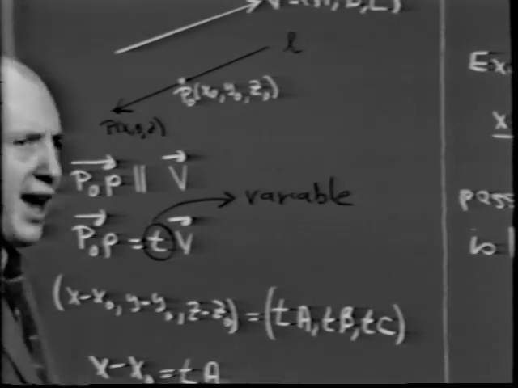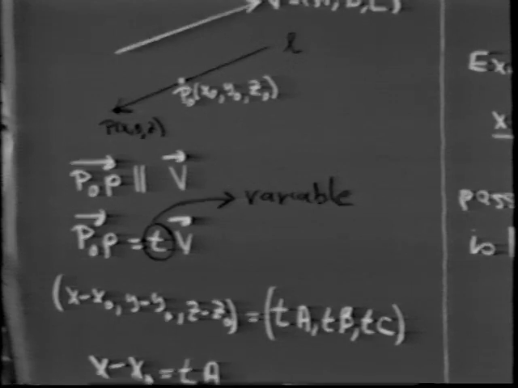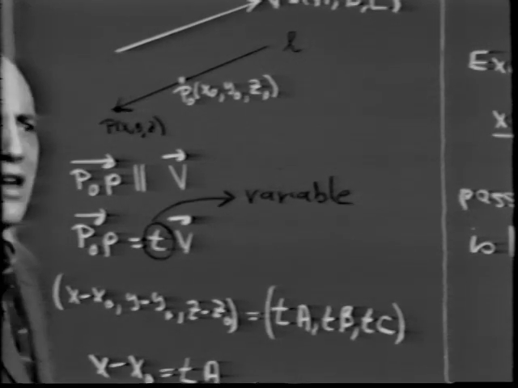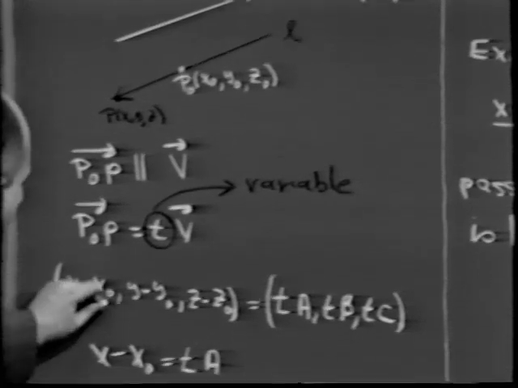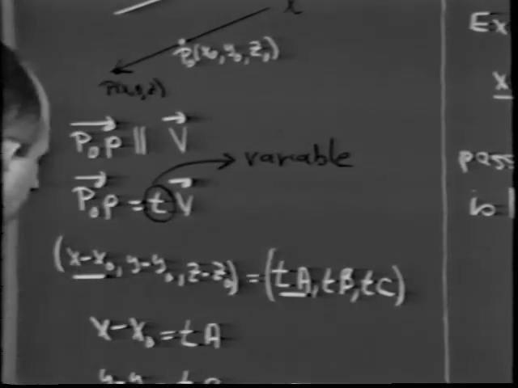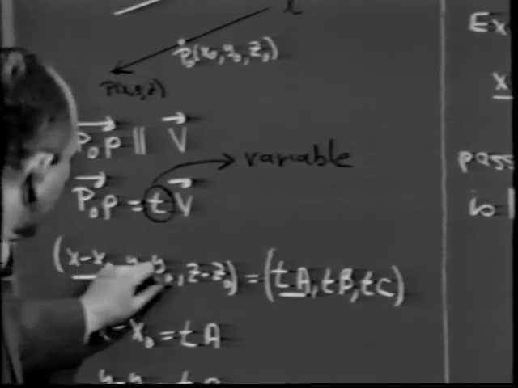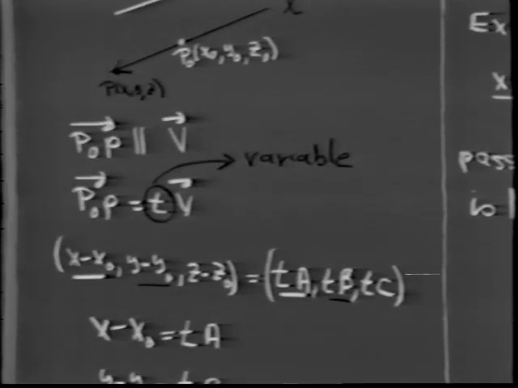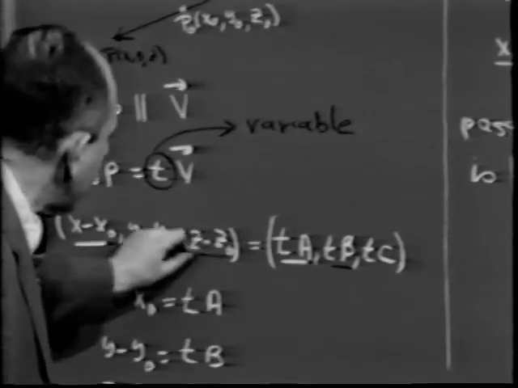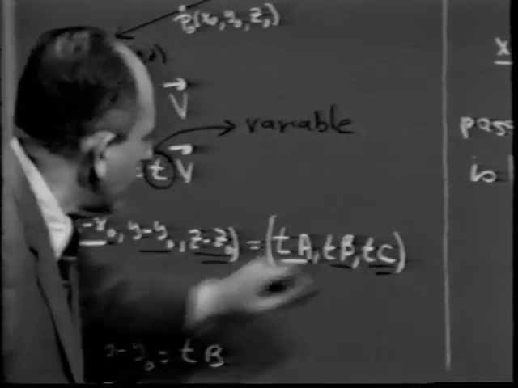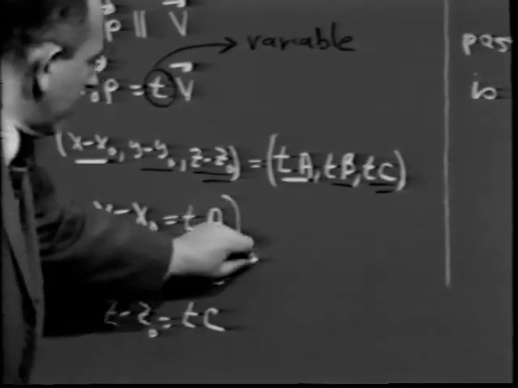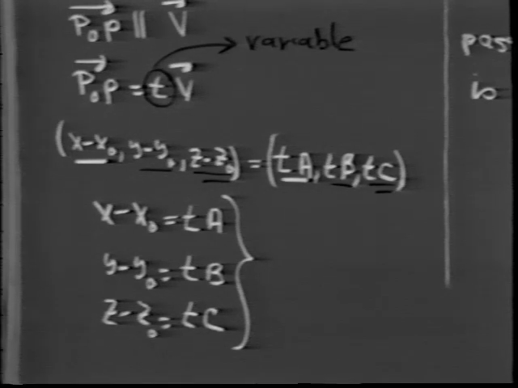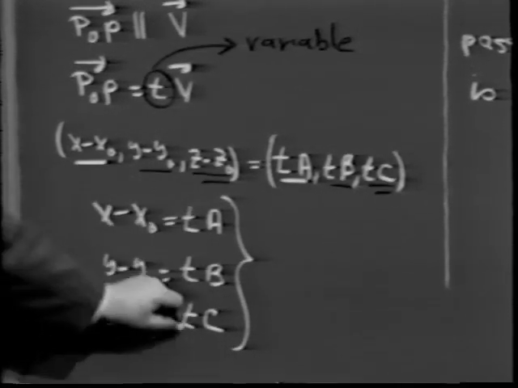We also know in Cartesian coordinates that the only way that two vectors can be equal is component by component, and that tells us what? That x minus x0 must equal t times a, y minus y0 must equal t times b, and z minus z0 must equal t times c. That's these three equations here. What do all of these three equations have in common numerically? They all have the factor t.